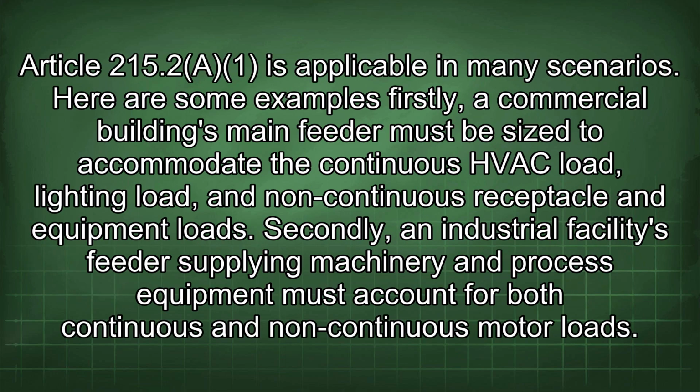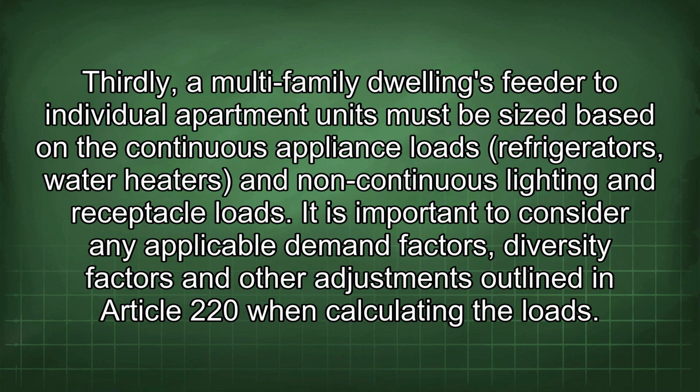Article 215.2(a) is applicable in many scenarios. Here are some examples. Firstly, a commercial building's main feeder must be sized to accommodate the continuous HVAC load, lighting load, and non-continuous receptacle and equipment loads. Secondly, an industrial facility's feeder supplying machinery and process equipment must account for both continuous and non-continuous motor loads. Thirdly, a multi-family dwelling's feeder to individual apartment units must be sized based on the continuous appliance loads, refrigerators, water heaters, and non-continuous lighting and receptacle loads.